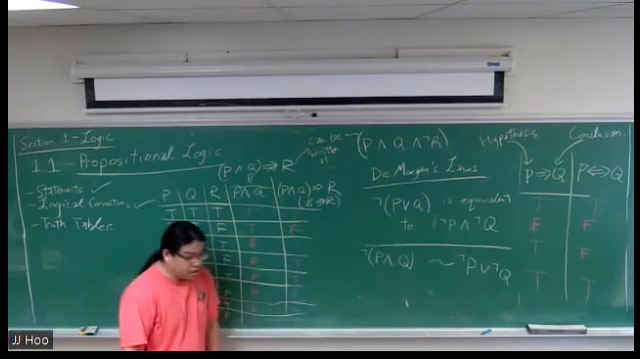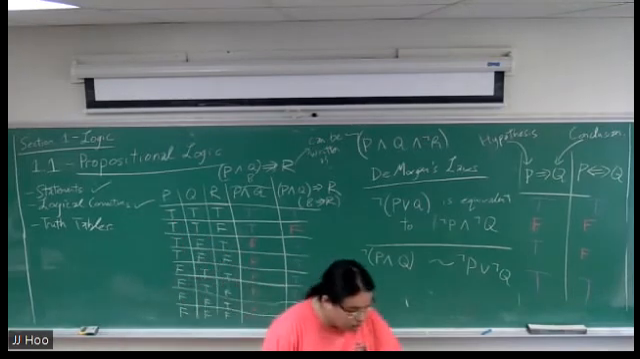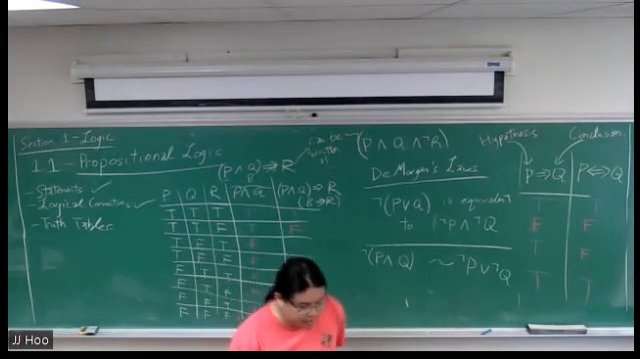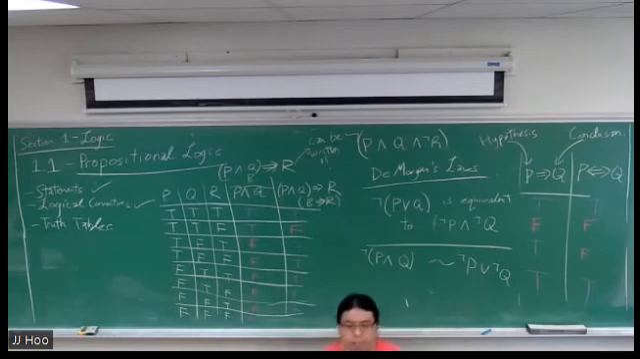So let's think about this logically. What does this mean? If I say the statement, the moon is both blue and round, what would it take for that statement to be false? It doesn't have to be not blue and not round. Only one of those things has to be false. So if it's either not blue or not round, that immediately makes the statement false.